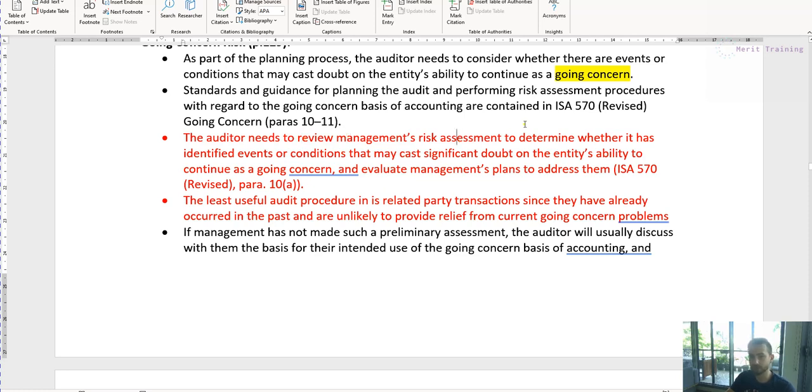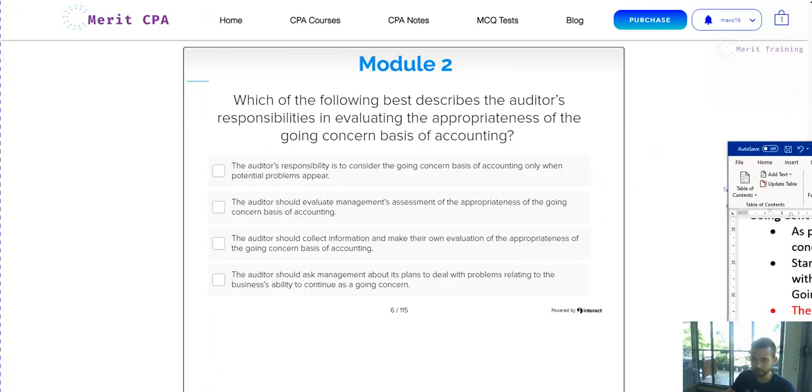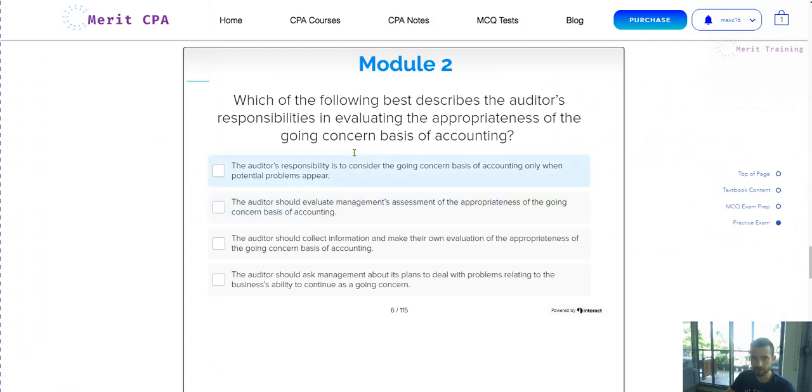So if you break that down to a few key points, it's review management's assessment of going concern, and then separately determine whether it has identified events or conditions that may cast doubt on that going concern. And then thirdly, evaluate the plan to address them. So which of these possible answers most closely fits that? And they're quite similarly worded, so we need to really figure out what the key point is behind each of these.